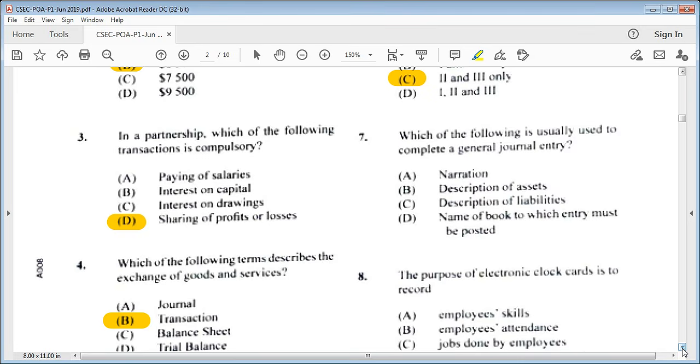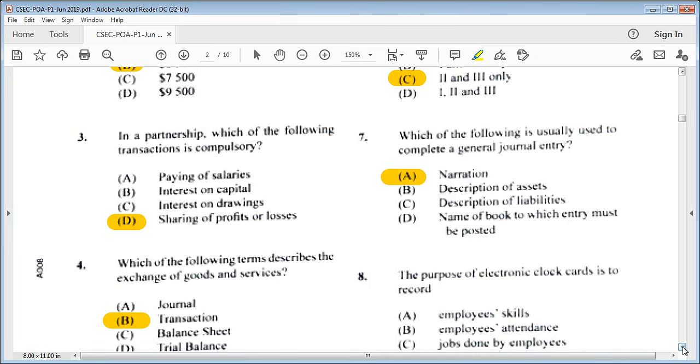Which of the following is usually used to complete a general journal entry? A, narration. B, description of assets. C, description of liabilities. D, name of book to which entry must be posted. So we know it is A, narration. Narration is a description and explanation of the transaction that is recorded in the journal. So our answer would be A.